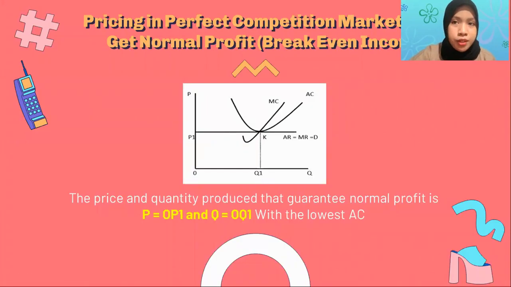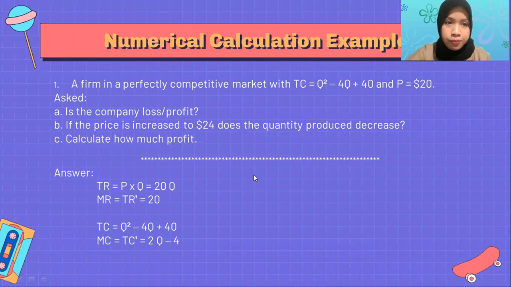Pricing in perfect competition markets that get normal profit, break-even income. The price and quantity produced that guarantee normal profit is P equals 0 P1 and Q equals 0 Q1, with the lowest AC.